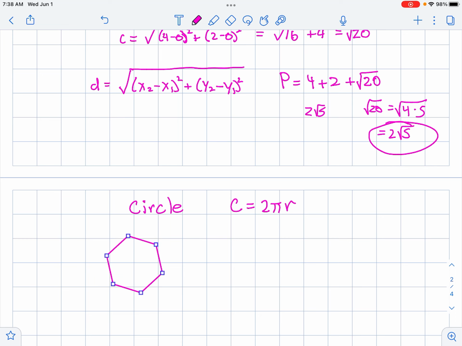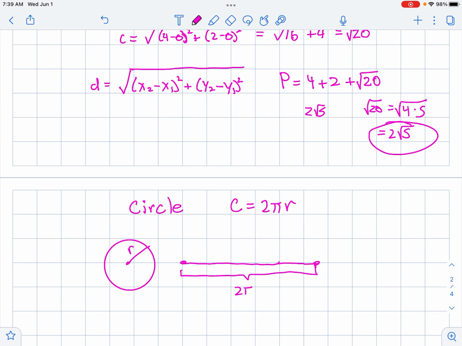Whoops, that's not a circle. Let me see if I can draw a circle. Okay, there, recognize it. And let's suppose I unravel this circle. So I just unravel it. And let's suppose here's the radius. If I unroll this circle and lay it out here, this distance is 2 pi r, whatever the r is.